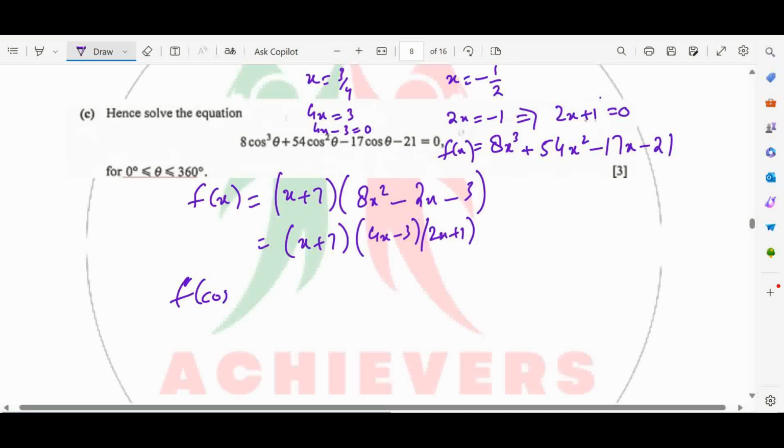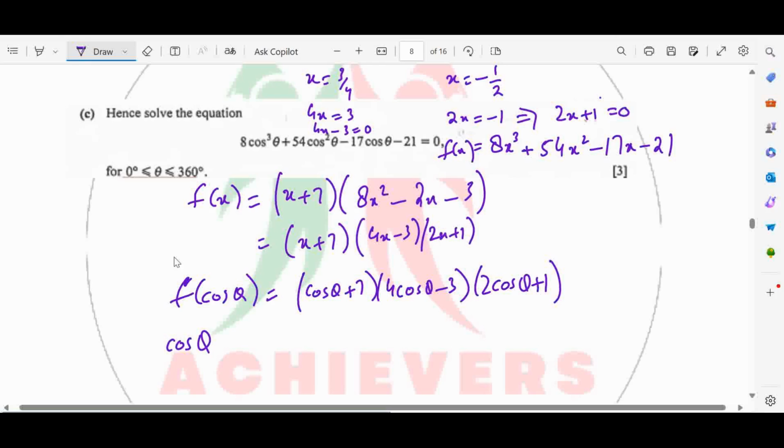We can just replace it with cos theta. This will be equals to cos theta plus 7 into 4 cos theta minus 3 into 2 cos theta plus 1. Now later on we can write these factors, so cos theta plus 7 is equals to 0, and 4 cos theta minus 3 is equals to 0, and we know that this whole thing is equals to 0, that is why I am replacing it, and 2 cos theta plus 1 is equals to 0.